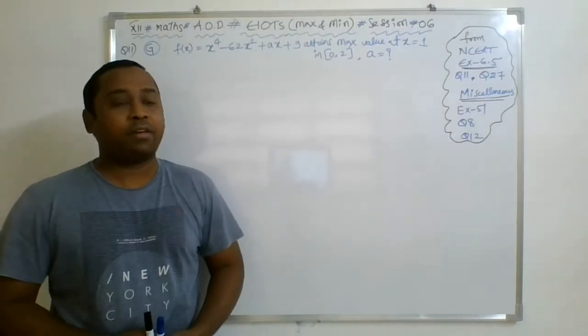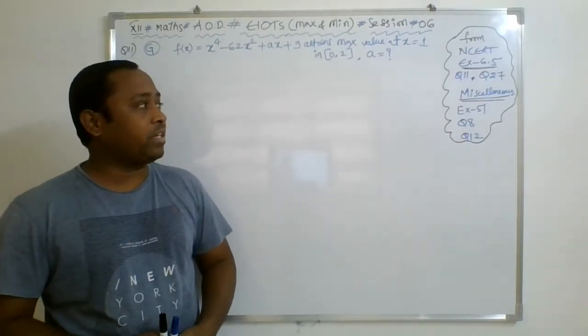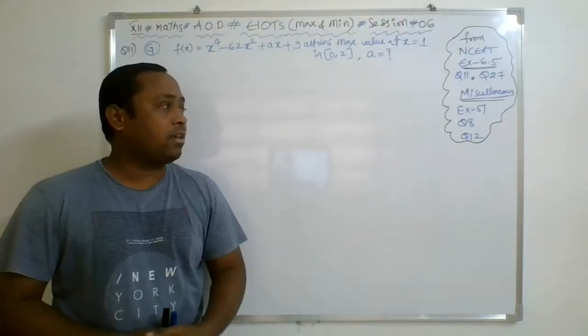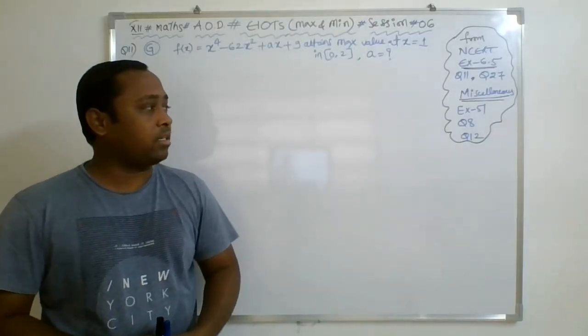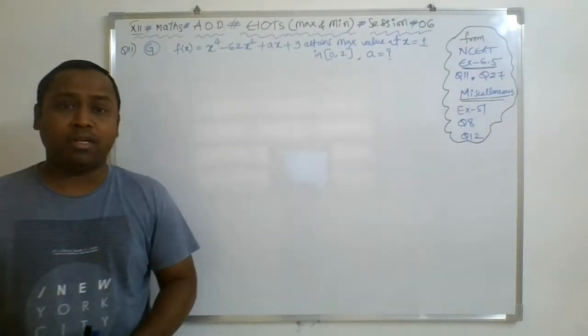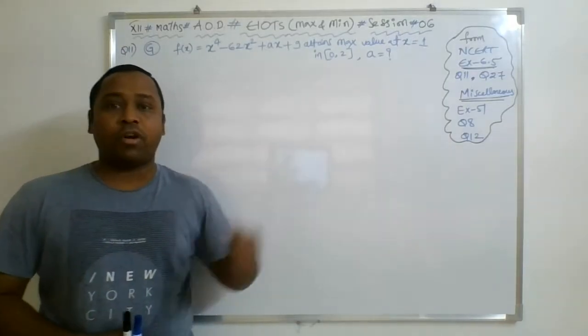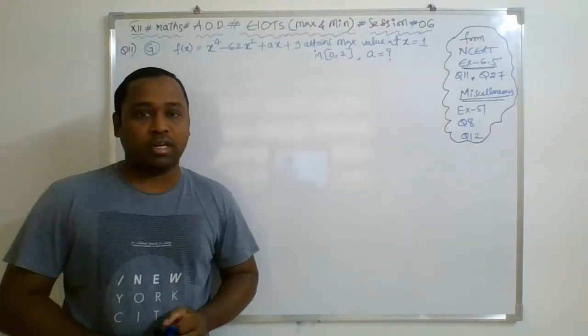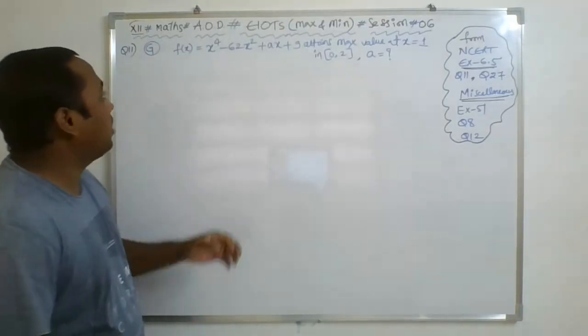From exercise 6.5 there are 2 questions, 11 and 27, and from miscellaneous, example 15, question number 8 and question number 12, in a sequence. So without wasting much time, let's have a discussion on that. Question number 11 is already written on the board. Let's try to understand what it is.